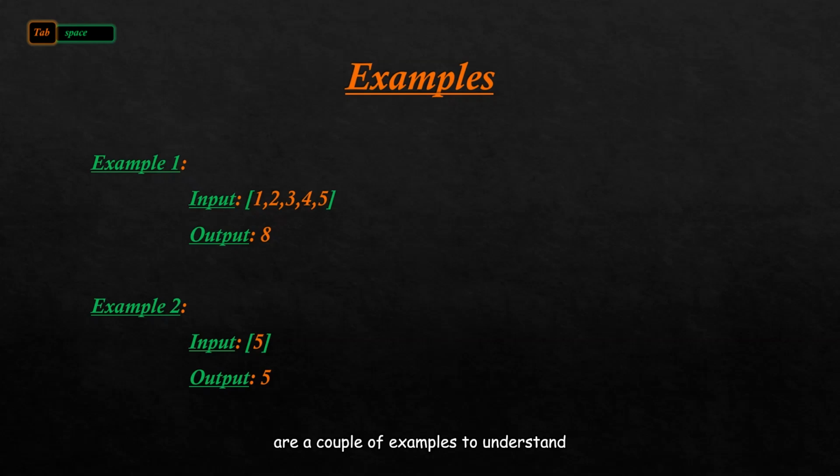Here are a couple of examples to understand better. If the input is 1, 2, 3, 4, 5, the output is 8. If the input is 5, then the output is 5, because a single element array is already its triangular sum.